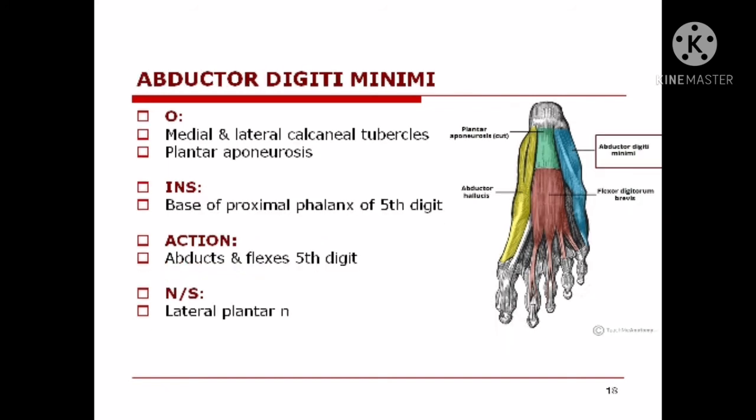The abductor digiti minimi arises from the lateral and medial calcaneal tubercle and the plantar aponeurosis, and it inserts at the base of the proximal phalanx of the fifth digit. It abducts and flexes the fifth digit. Its nerve supply is from the lateral plantar nerve.